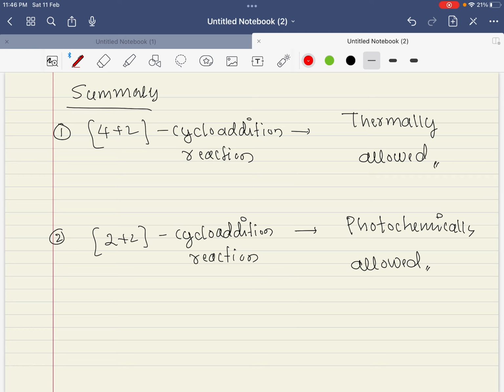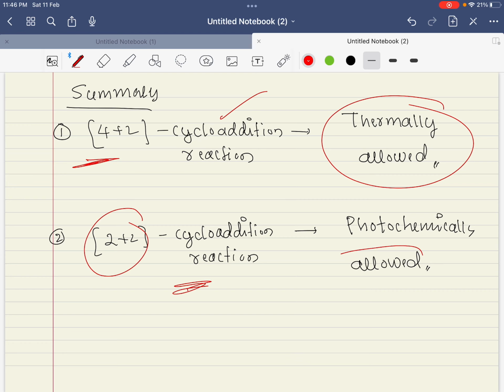So what is the summary? 4 plus 2 cycloaddition reaction is allowed in a thermal condition. 2 plus 2 cycloaddition reaction is allowed in a photochemical condition.